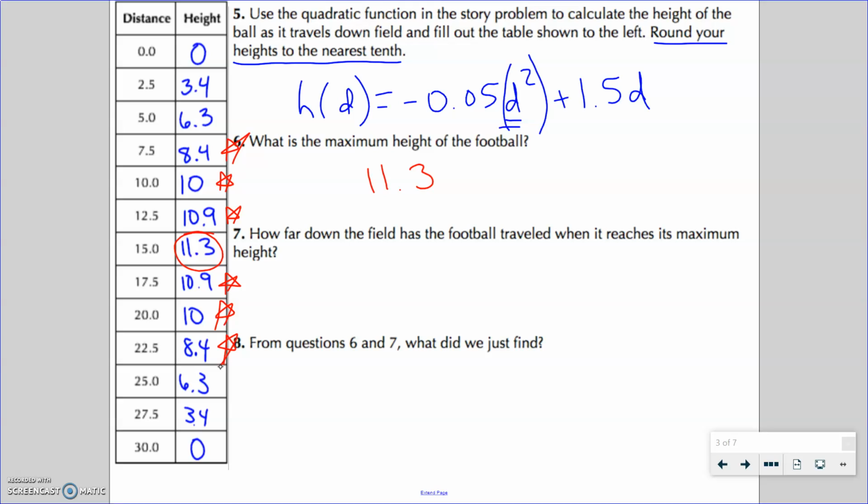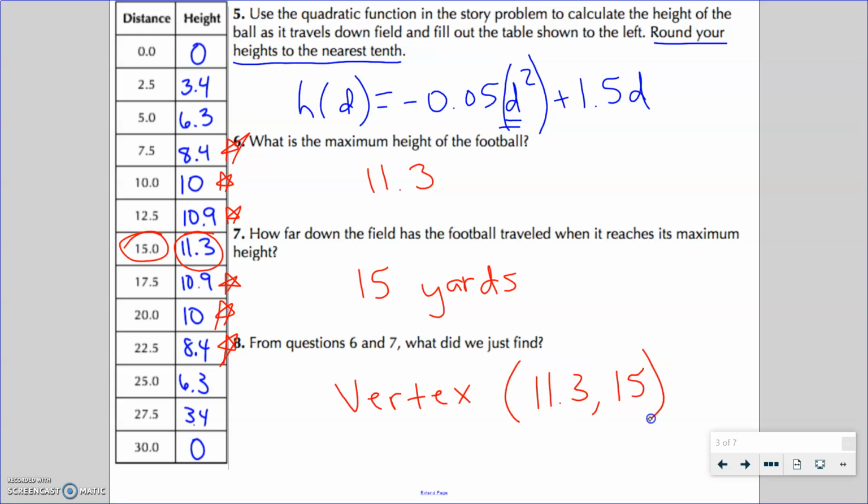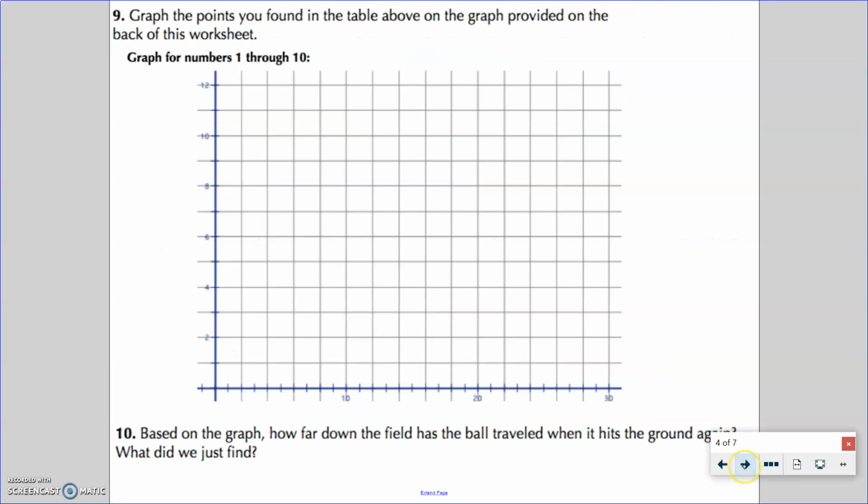Number 7, how far down the field has the football traveled when it reaches its maximum height? Well, that's the x value that goes with it, so we'll say 15 yards. Okay, so after traveling 15 yards down the football field, it reaches a height of 11.3. From questions 6 and 7, what did we just find? We just found the vertex. We just found the x comma y of the vertex of this quadratic. All right, let's keep going.